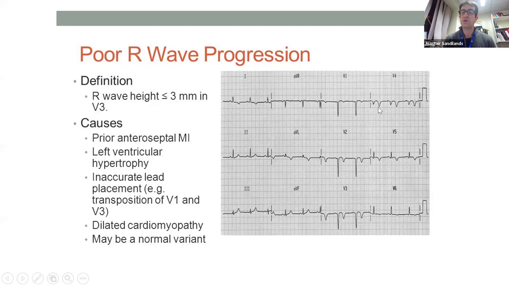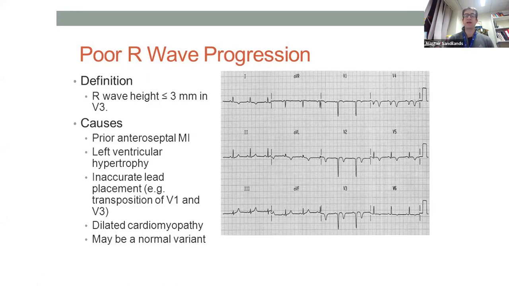And so this patient has probably had an anteroseptal myocardial infarction. You can confirm that with the T wave being inverted that corresponds to the Q wave as well. So the anteroseptum has died. There is a Q wave. There is no R wave. And again, this would be an example of poor R wave progression.